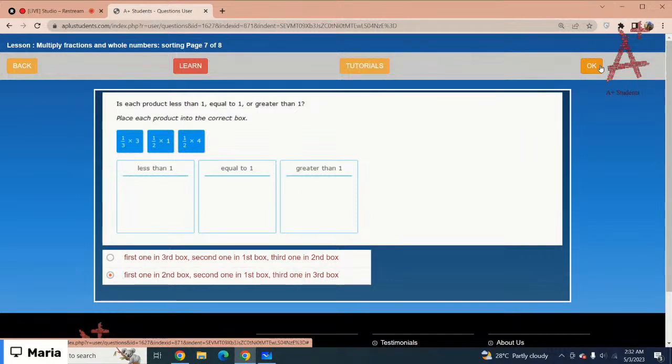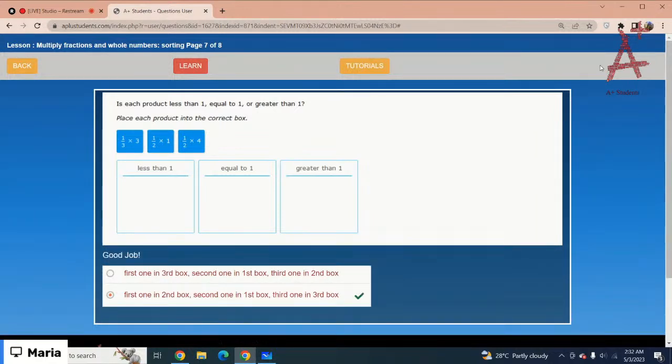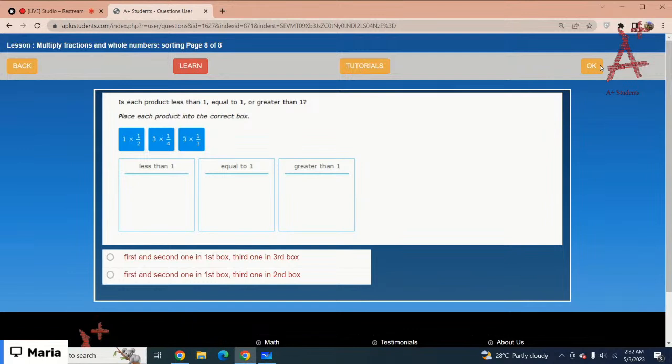Okay, the next one is 3 and 3 got cancelled out. You are left with 1. Okay, that's the one. Okay, 1 times 1 by 2 is 1 by 2, and 1 by 2 is less than 1, so it would be in first box.